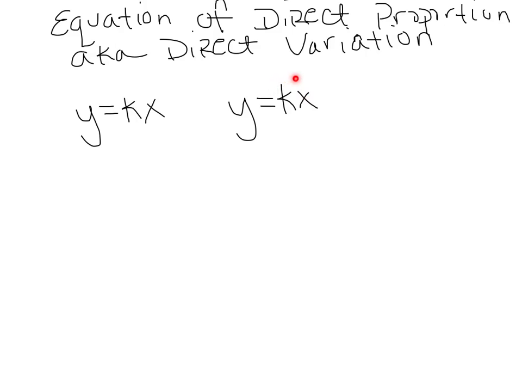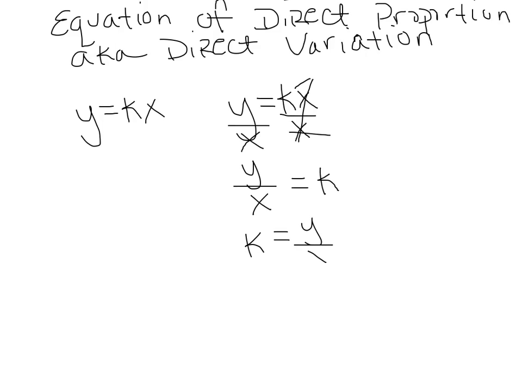Right now you can see k is currently being multiplied by x. We are going to use our inverse operations to isolate k. The inverse of multiplying by x, of course, is to divide by x. So we are going to divide both sides of our equation by x. On the right side, you can tell x over x is an equivalent form of 1. And we get y over x equals k. I can use my symmetric property of equality to rewrite that as k equals y over x.